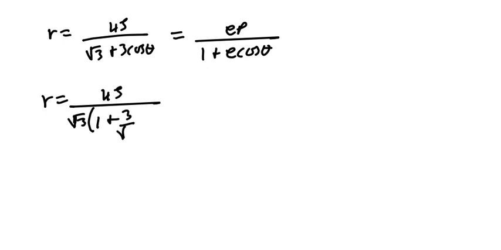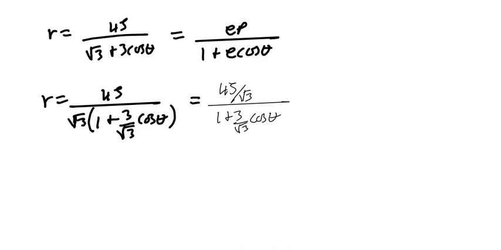3 over root 3, then cos what? Cos theta, of which this is just going to end up to be like 45 divided by root 3 divided by 1 plus 3 divided by root 3 cos theta. So here my eccentricity is equal to 3 over root 3. What's the value here? This value that you're going to get, I believe it's greater than 1.